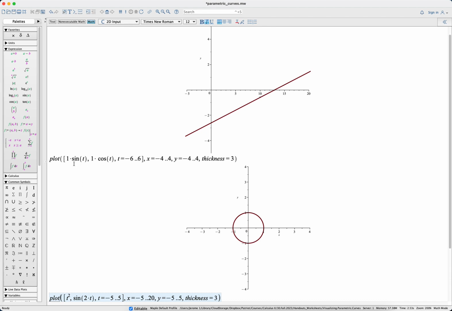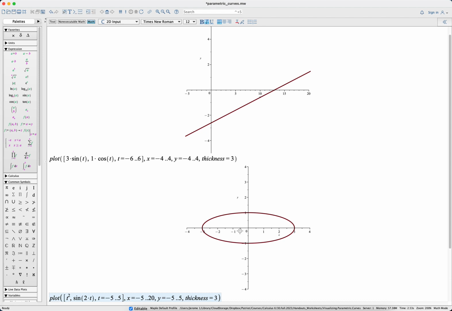Now, what if I were to change, let's say I made that coefficient a 3, but I kept this coefficient a 1. Let's see, would that make a difference? Surely it should make a difference, right? Is it still going to be a circle? Let's see. Ooh, no, now it looks like I've stretched the curve in the x direction, right?